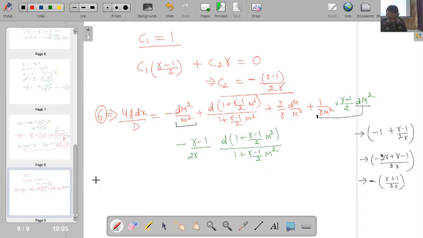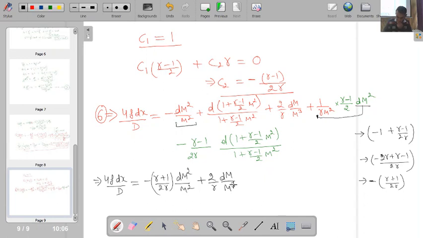Okay. So I can write here that 4f dx by d can be equal to minus of (gamma plus 1) by 2 gamma times d of m square by m square. Okay. And then this m cube term is actually sole, so plus 2 by gamma dm by m cube. Okay. And then I have one more term over here.